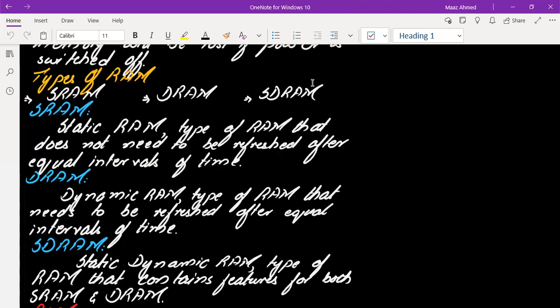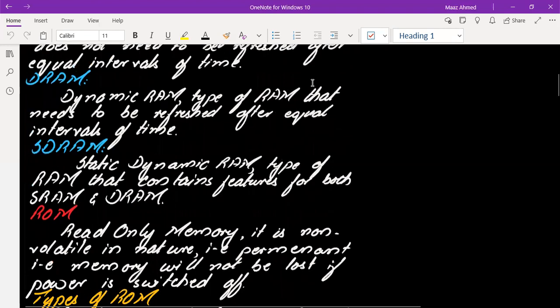So the longevity is more with the DRAM, but when it comes to the processing speed or execution speed, that is with the SRAM. Coming towards the SDRAM, am I clear with the previous point?